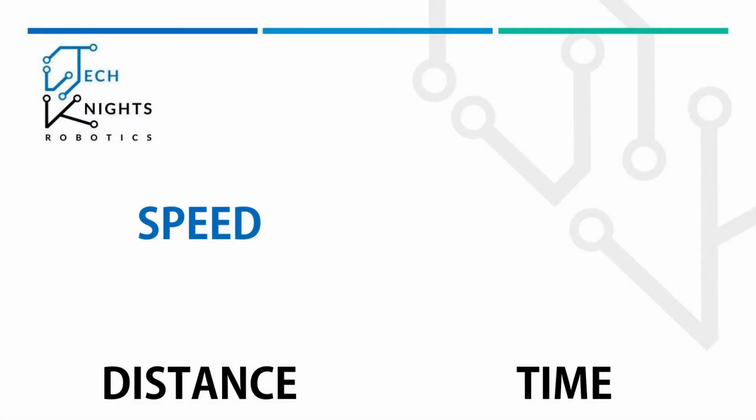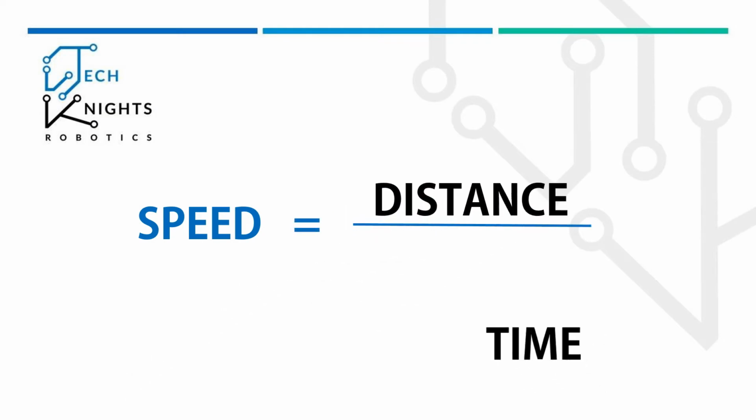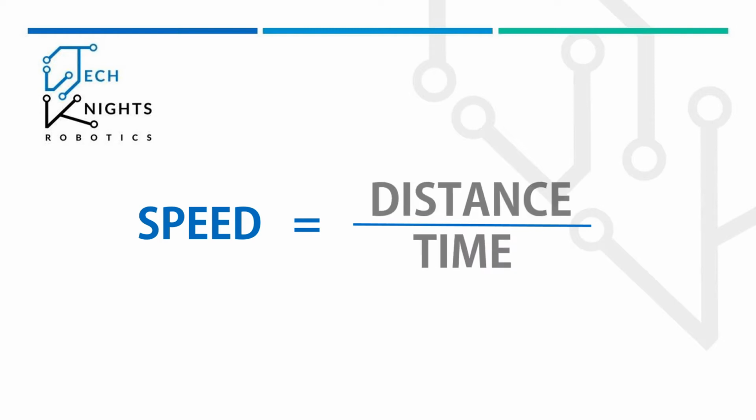Now, we define speed as a measurement of how far an object will travel over a given period of time, or simply, speed is the rate of distance and time.